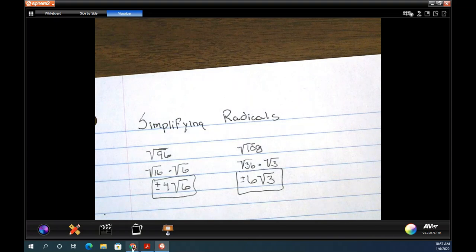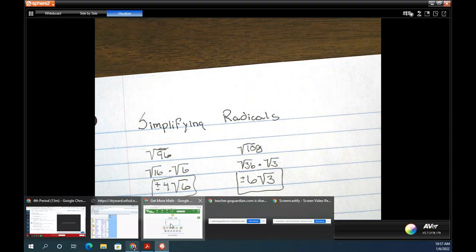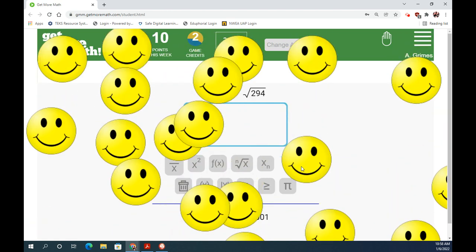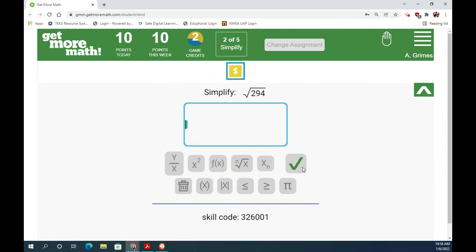So now all we have to do is type it in. It's still simplify. So it's just 6. We hit the square root button. Don't mess with anything else. 3. Check it out. All right. Try that one. The square root of 294.